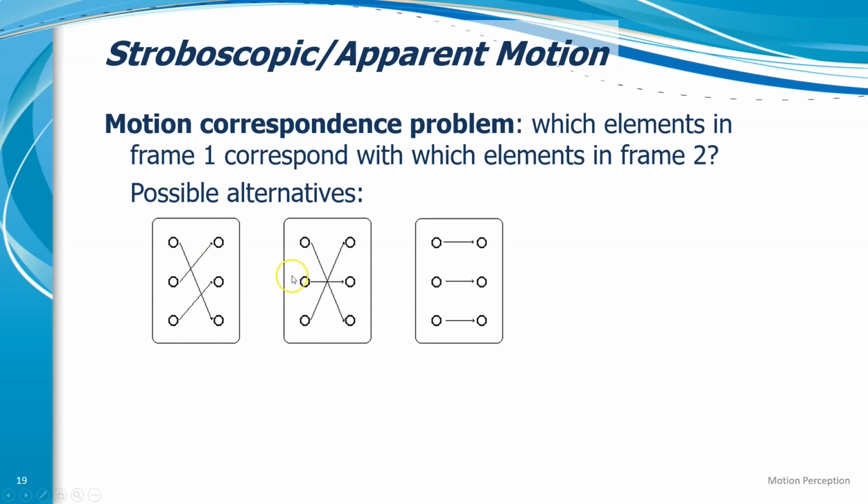Another possibility is the central dot has moved straight across, but the top and the bottom ones are crossing over. Anybody experienced that? No, I didn't think so. And then there's this possibility, which is the one that probably every one of you experienced. But why this one and not these other 2, which are logically possible? Is there some underlying logic to this?